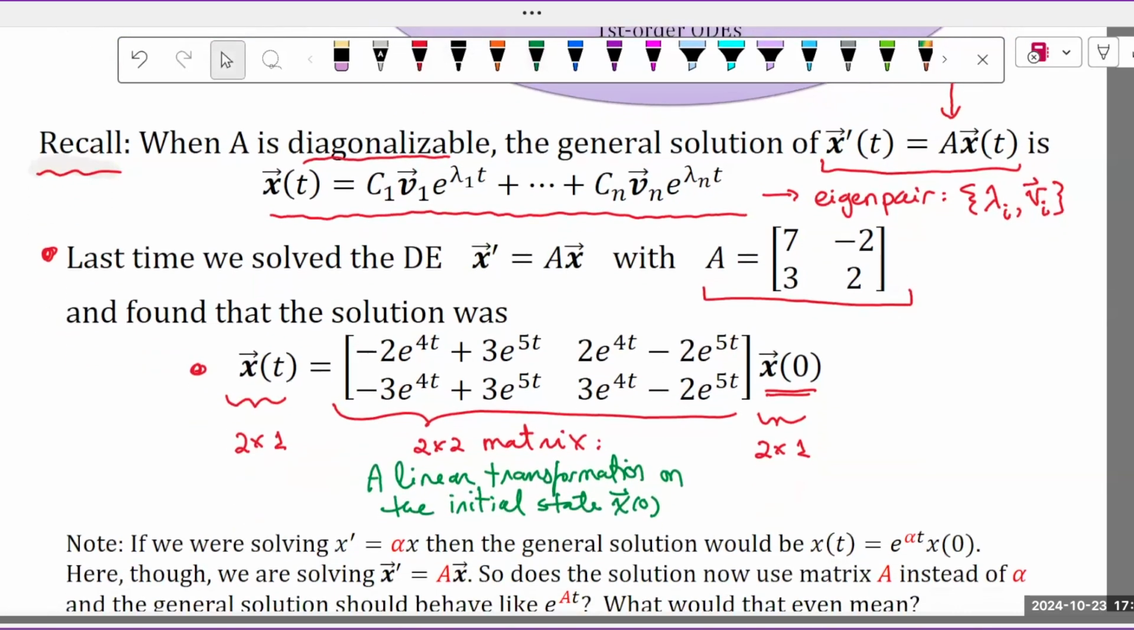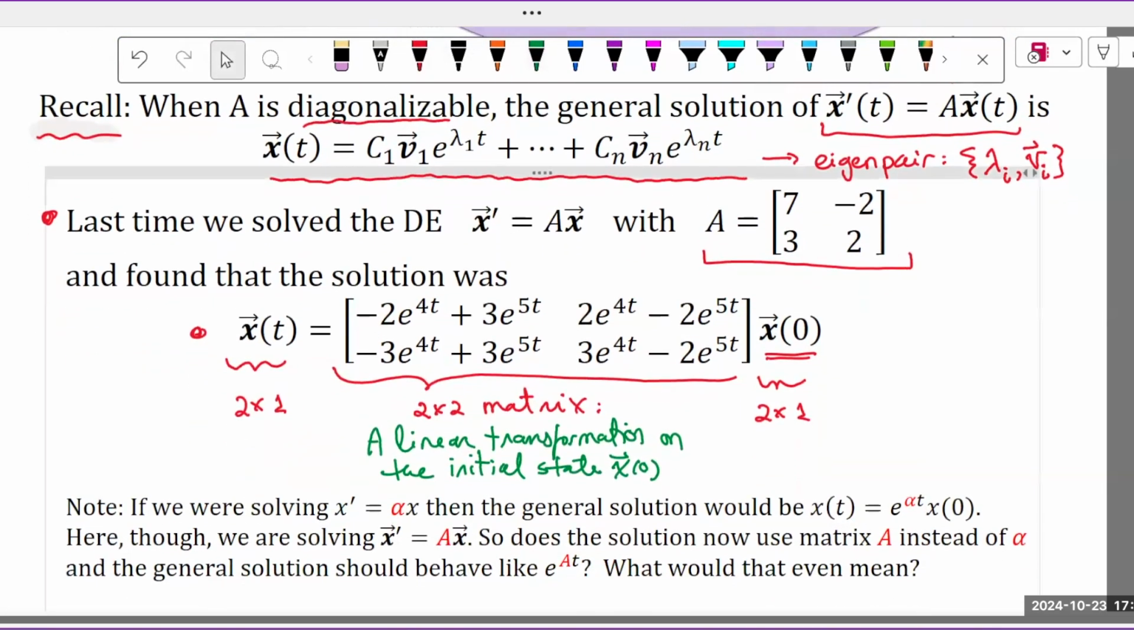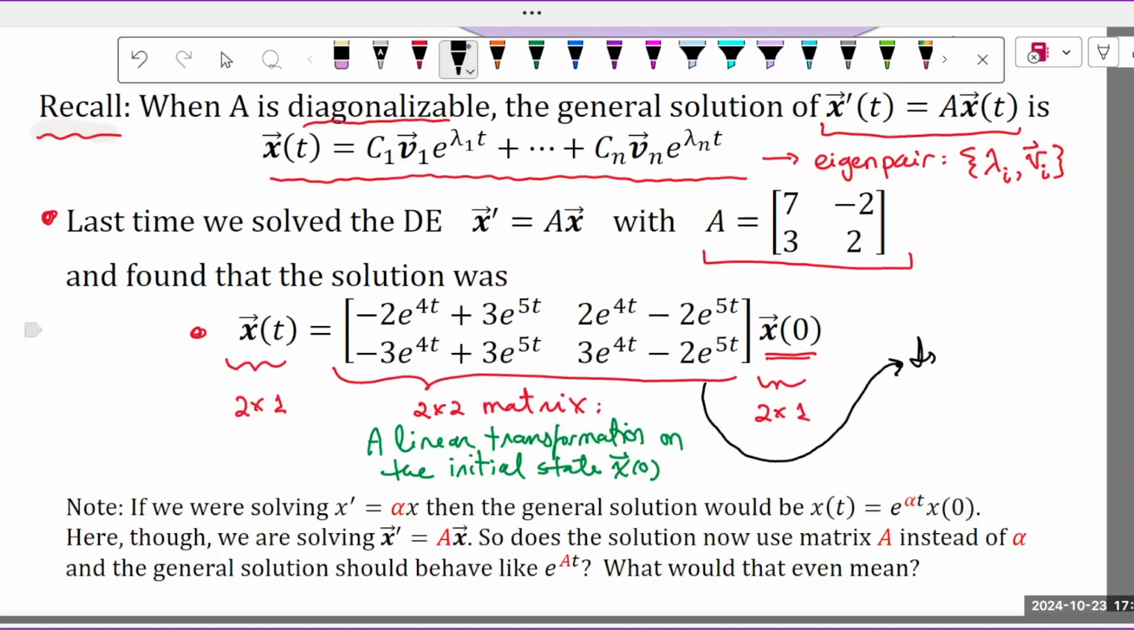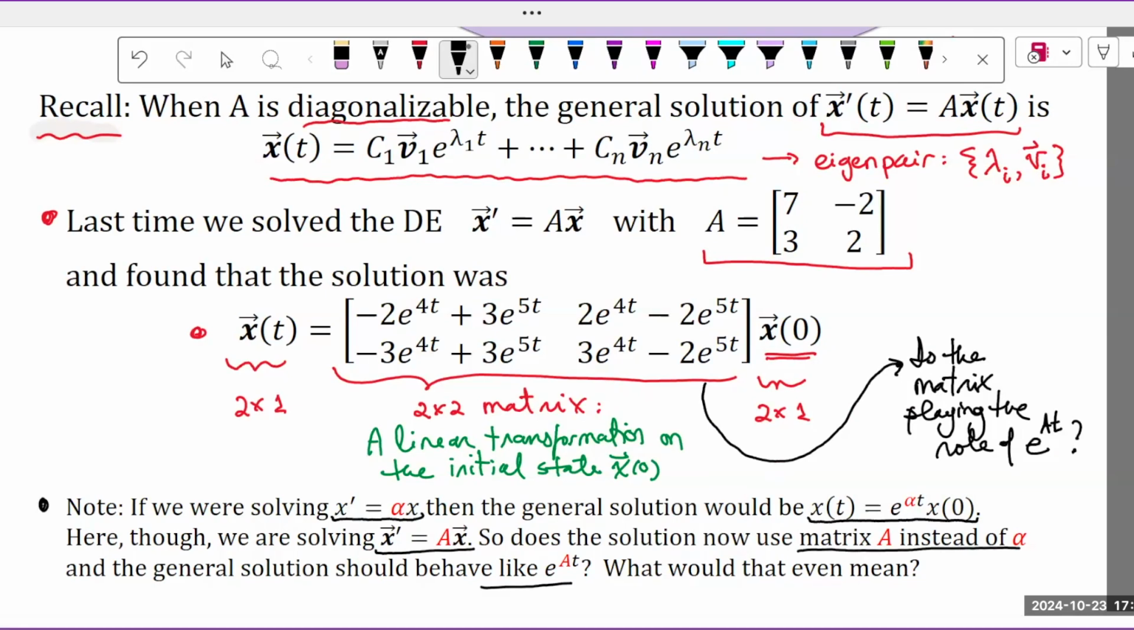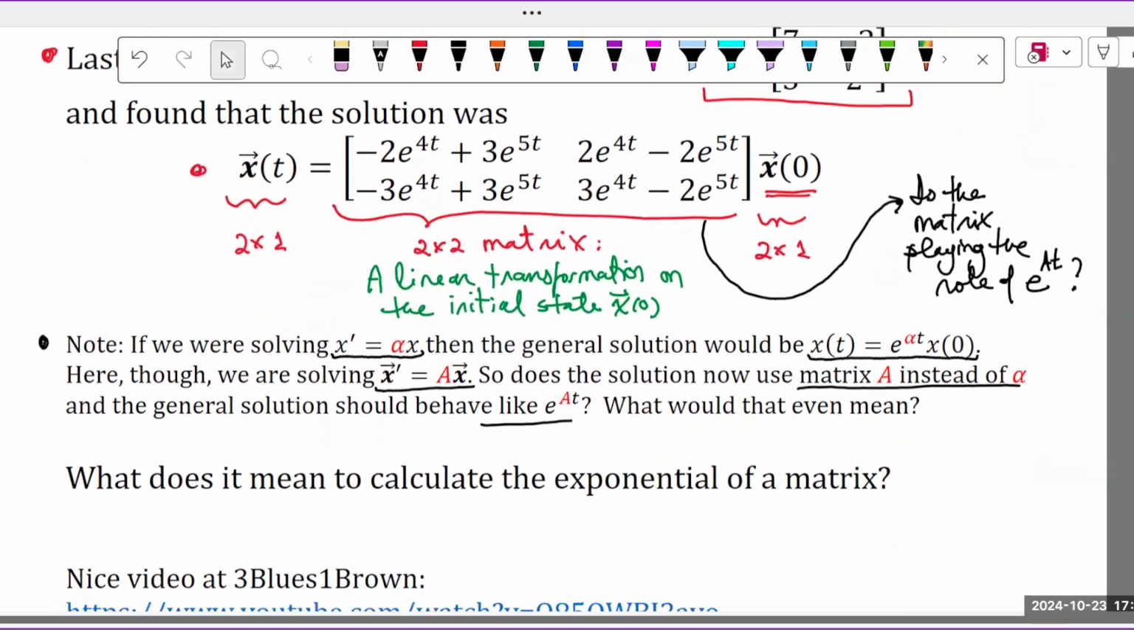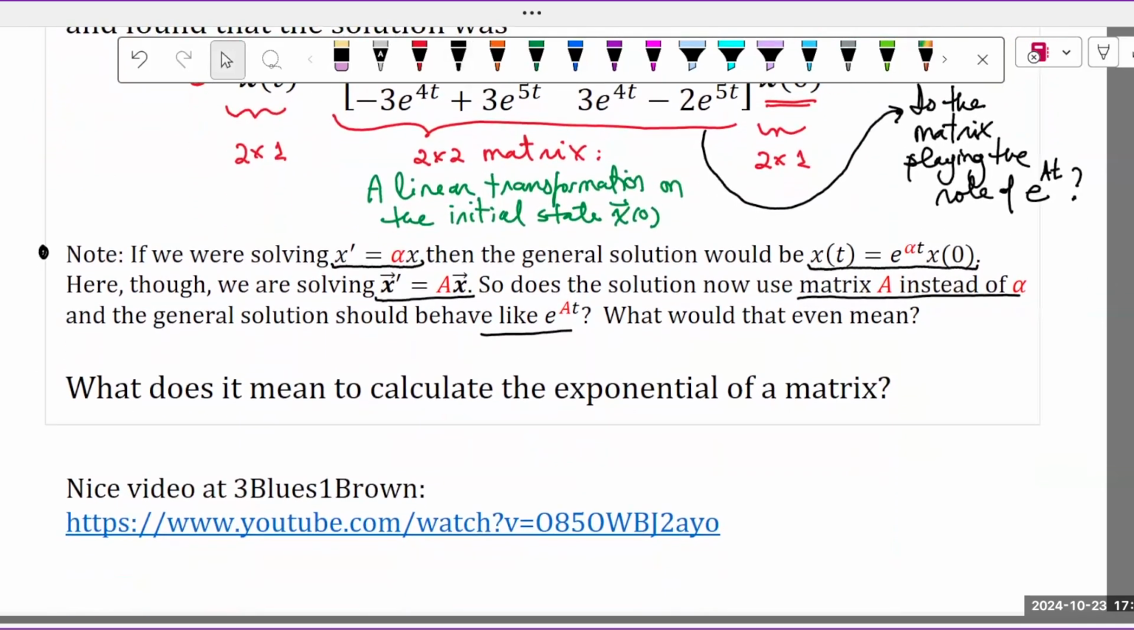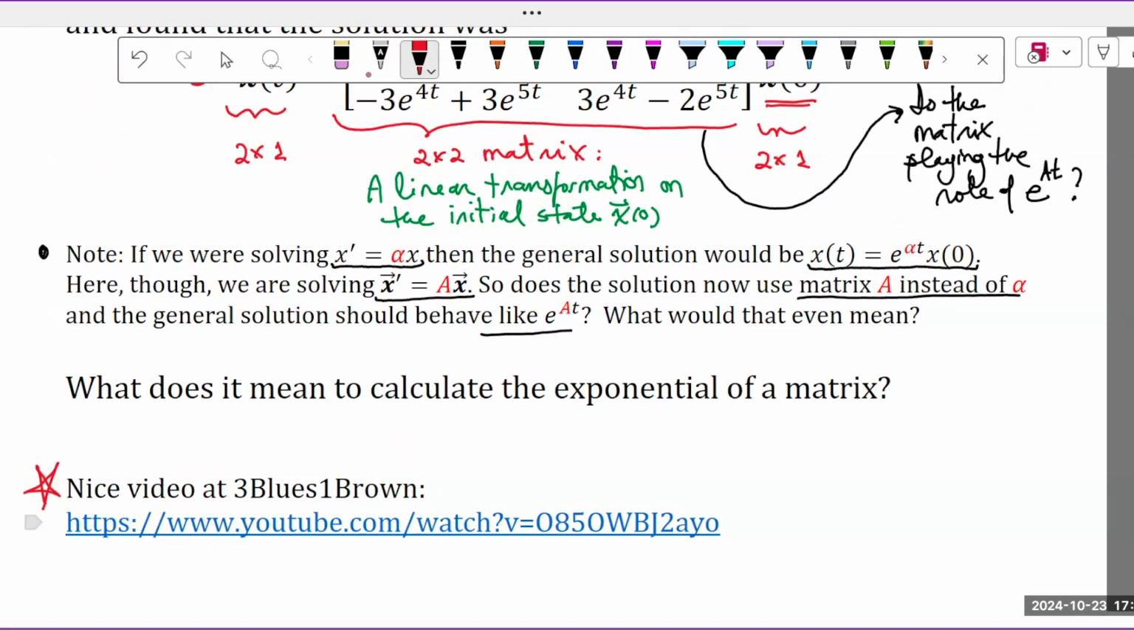Now, the question we have to ask is, is this matrix playing the role of an exponential, analogous to the exponential solution for a single ODE? But what does that actually mean, to calculate the exponential of a matrix? I can recommend this nice video here at 3Blue1Brown. It's about a half hour. If you have time to look at it, it'll give you some nice insights and a perspective that might be slightly different from what we will be looking at in class. Okay, let's go to the next slide.